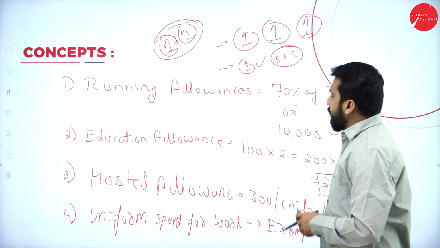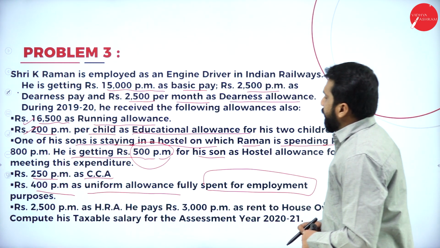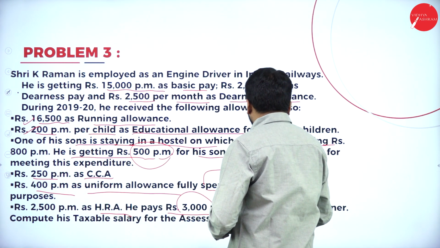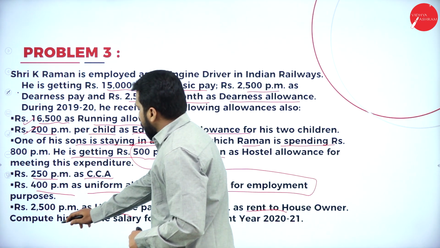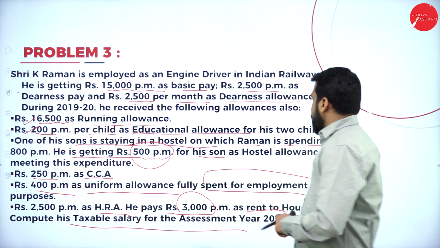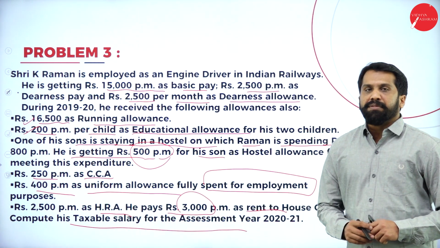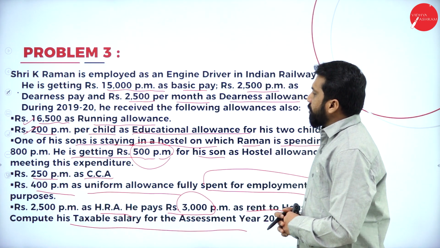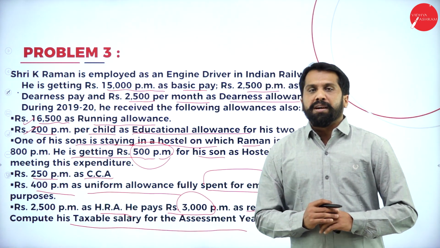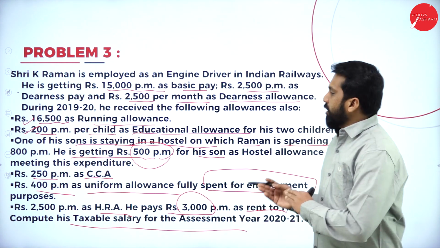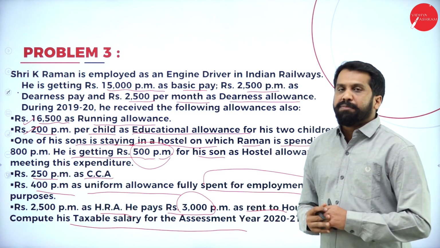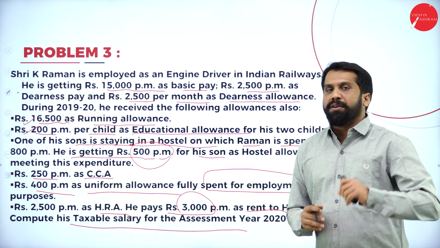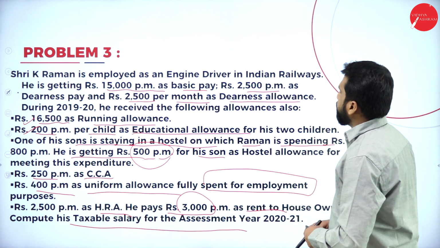Now, this is done. Rupees 2,500 per month as HRA. He pays rupees 3,000 per month as rent to the house owner. Compute his taxable salary for the assessment year 2020-2021. So, these are the informations you have. 90% you understood everything. We just have to copy as well as paste. Whatever order in the question they have given, in the same order we'll solve the answer.